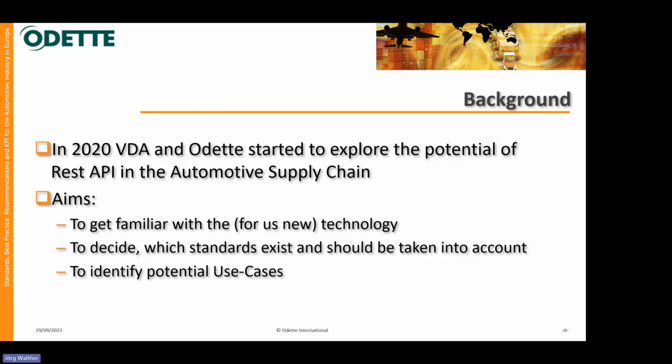In 2020, VDA and ODETTE jointly launched a project to investigate the potential of REST API in data exchange in the automotive industry. The goals were in particular to familiarize themselves with the technology, to find out which standards exist and can be used, and to identify potential use cases.